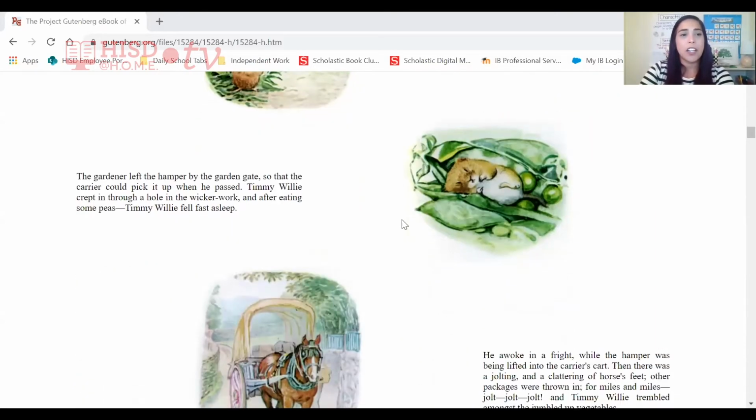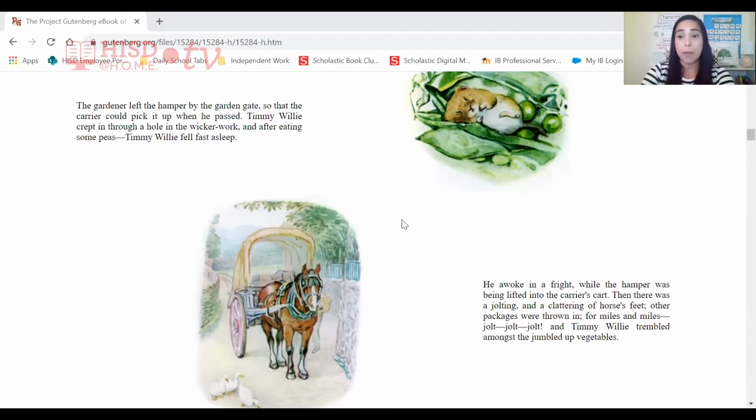The gardener left the hamper by the garden gate so the carrier could pick it up when he passed. Timmy Willy crept in through a hole in the wicker work, and after eating some peas, Timmy Willy fell fast asleep. He woke up in a fright while the hamper was being lifted into the carrier's cart.